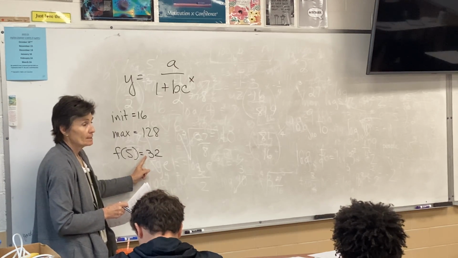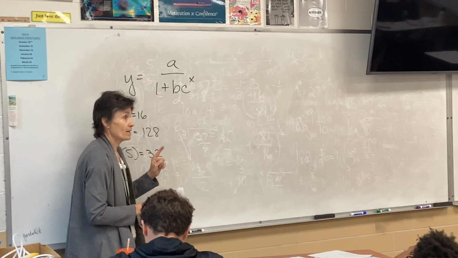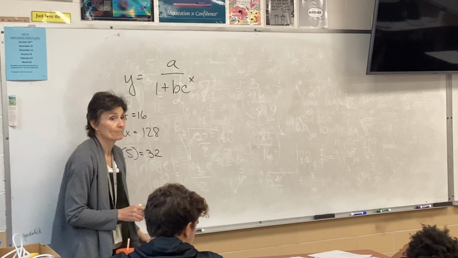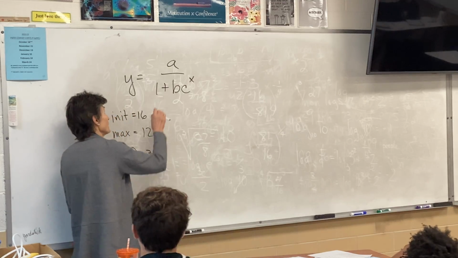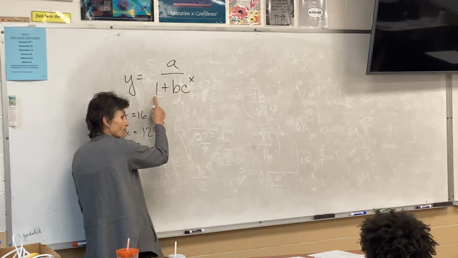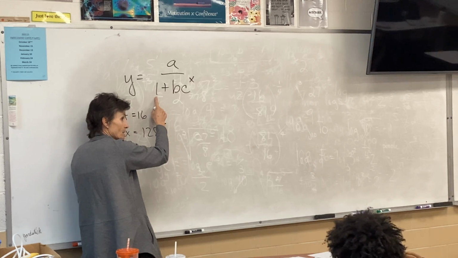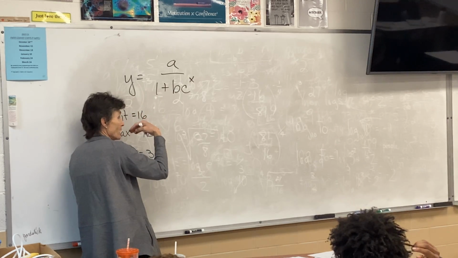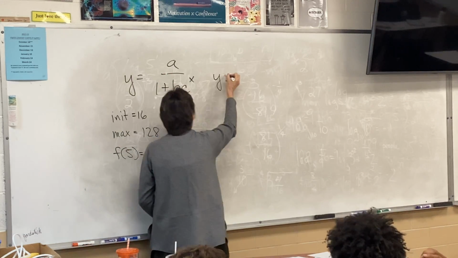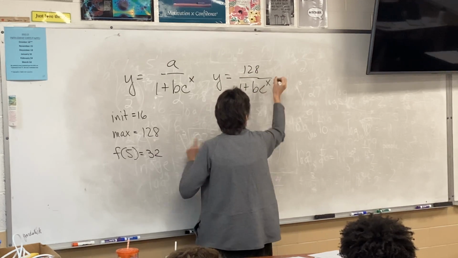All right? Now, of those 3, there is one that you can just stick in. Which one can we just stick in? The limit to growth. We know the limit to growth is right there. As long as that number's a 1, that's going to be your upper asymptote every time. Since I'm building the equation with a 1, that's going to be my limit to growth. So y equals 128 over 1 plus bc to the x.